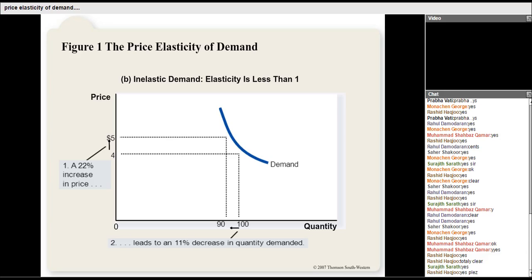When the price was $4, the quantity demanded was 100. When the price went up slightly by $1, the quantity demanded is 90 units. It leads to an 11% decrease in the quantity demanded, and a 22% increase in the price. Okay, you got it, right? Now see what happened if you do the calculation. It's an example of inelastic demand.